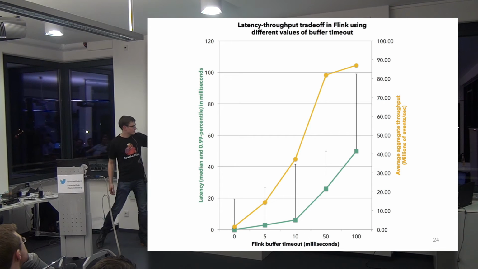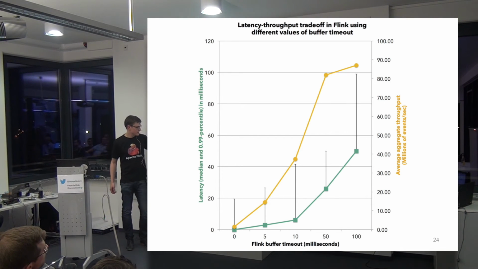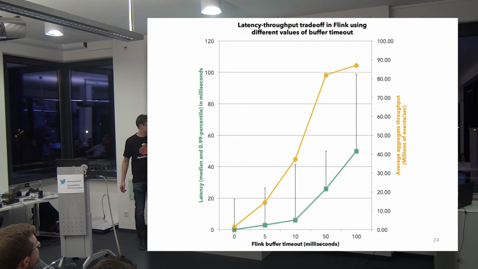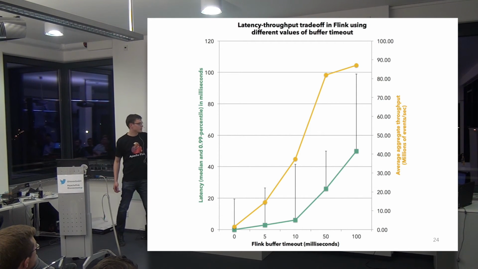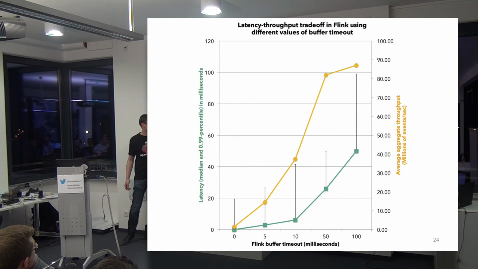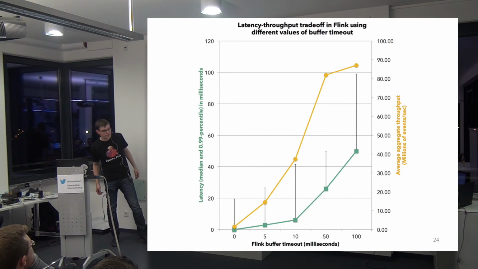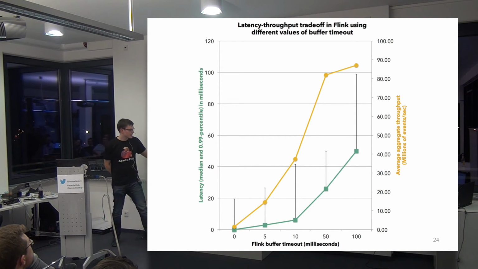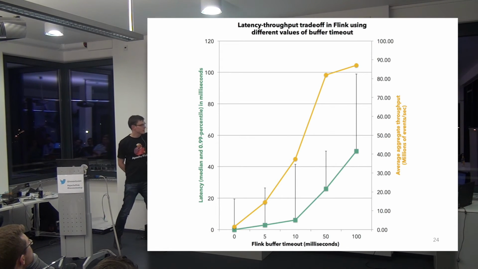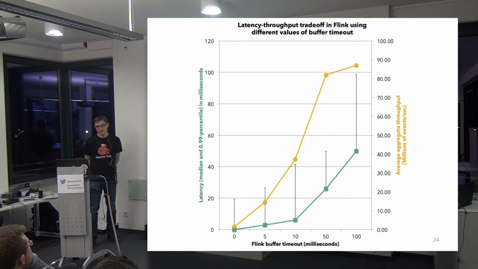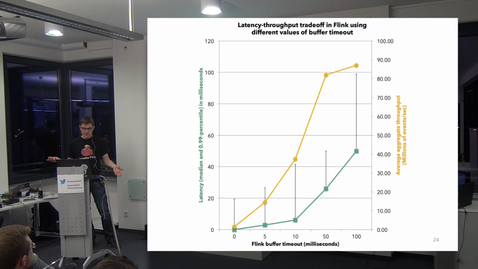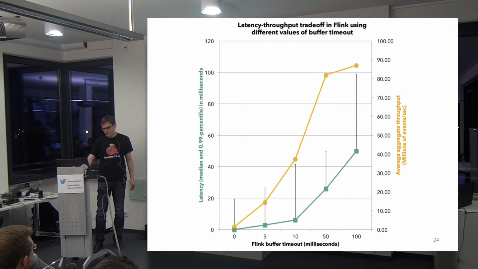And you can see in the green bar the latency. For a buffer timeout of 5 milliseconds, the latency is below 10 milliseconds. But the throughput, the yellow line, is also kind of low. There you have less than 20 million elements per second on the aggregated cluster. But as you increase the buffer timeout, the latency goes up and the throughput goes up. So depending on your use case, you can fine-tune the system.